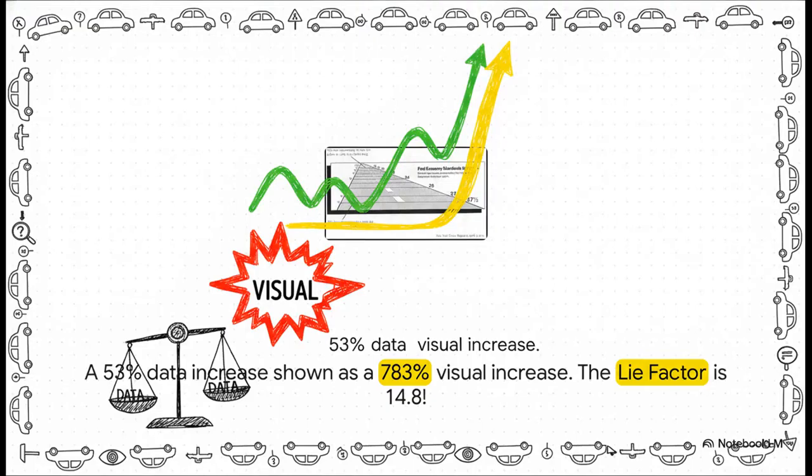And this chart? Oh man, this is a textbook example of a huge lie factor. It's supposed to show fuel economy standards, so the data goes up by 53%, but the picture, the road stretching into the distance, that's a whopping 783% increase. That little perspective trick creates a lie factor of almost 15. It turns a pretty modest improvement into this gigantic world-changing leap.